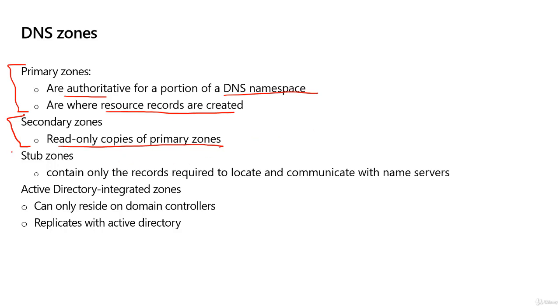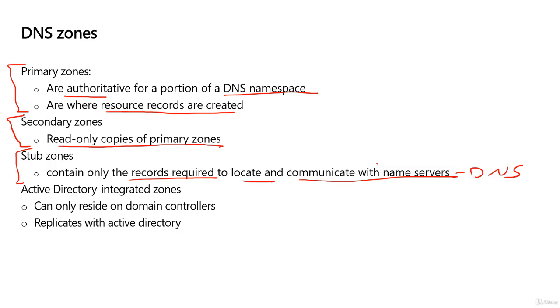We also have a stub zone. A stub zone contains only records required to locate and communicate with name servers. Now, name servers are just DNS servers. So in this type of zone, the only thing you actually have would be records for other DNS servers. Now, we'll put this in a graphic, so it'll be very clear in just a moment as to when you would use which one.